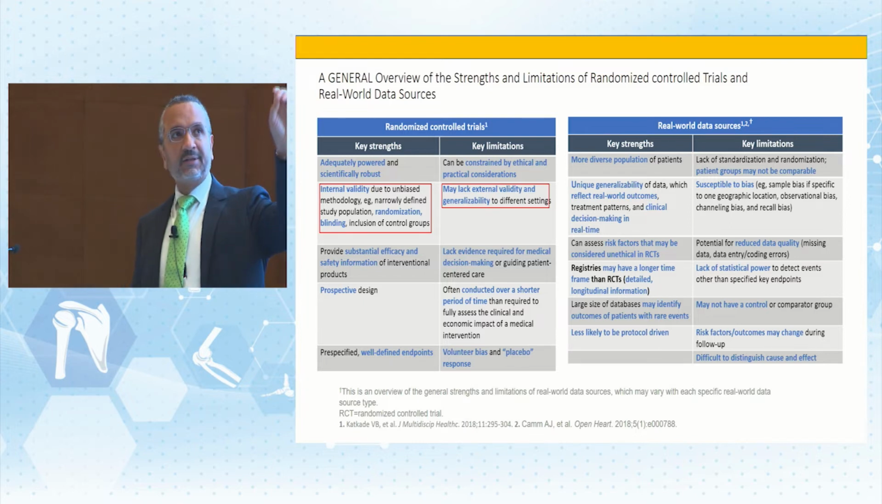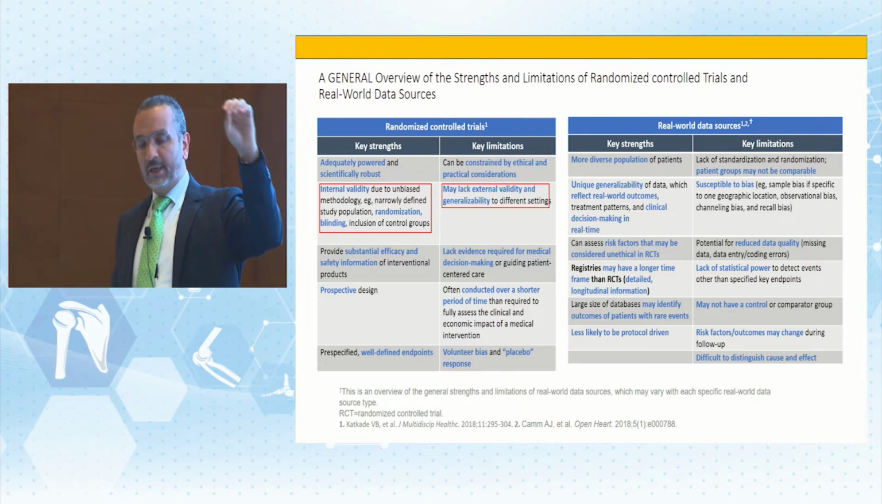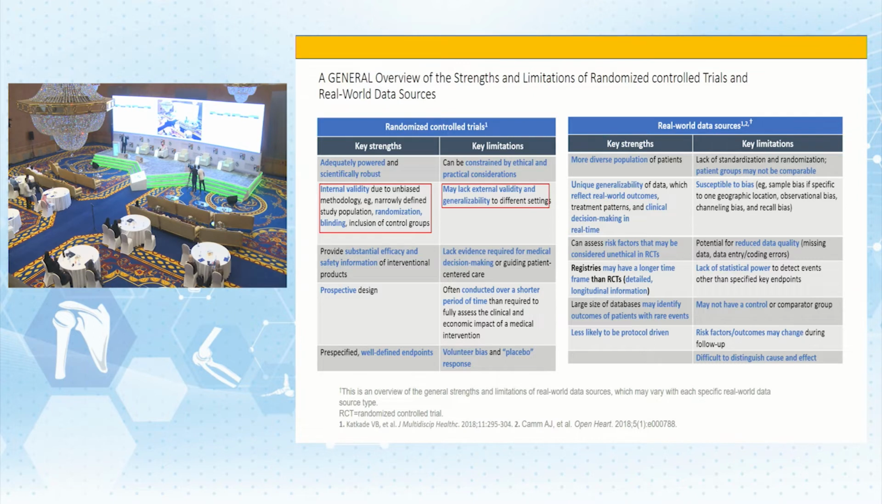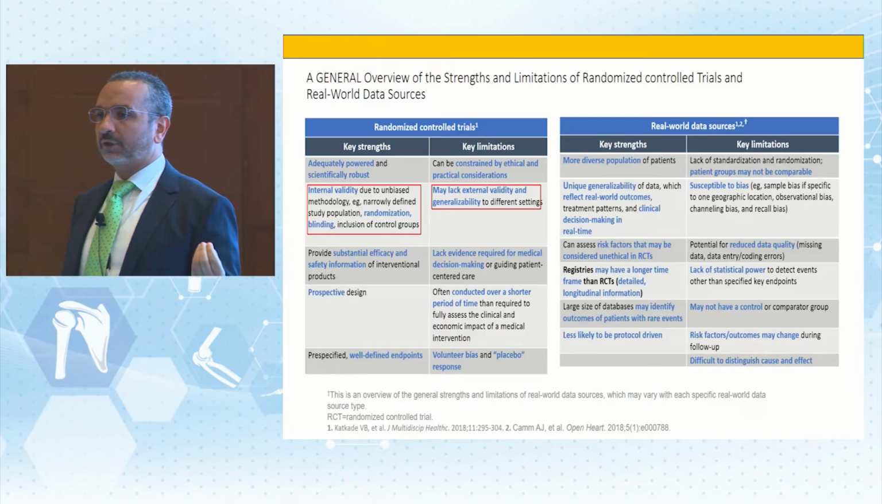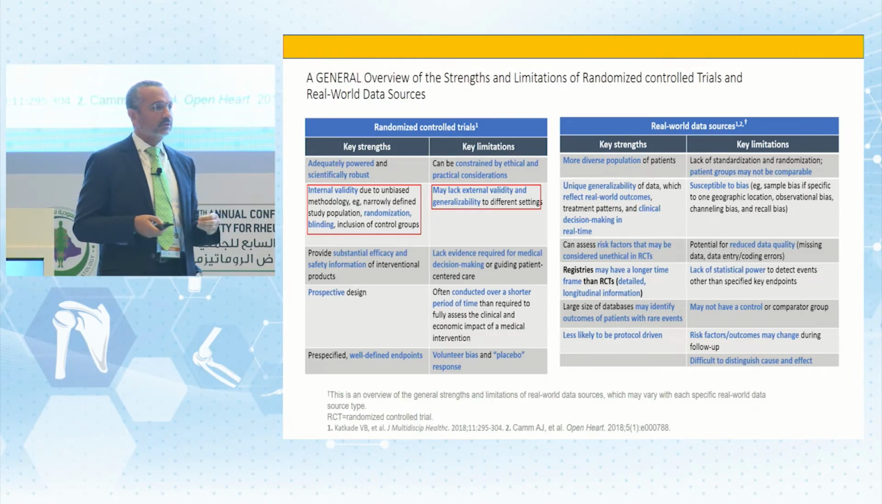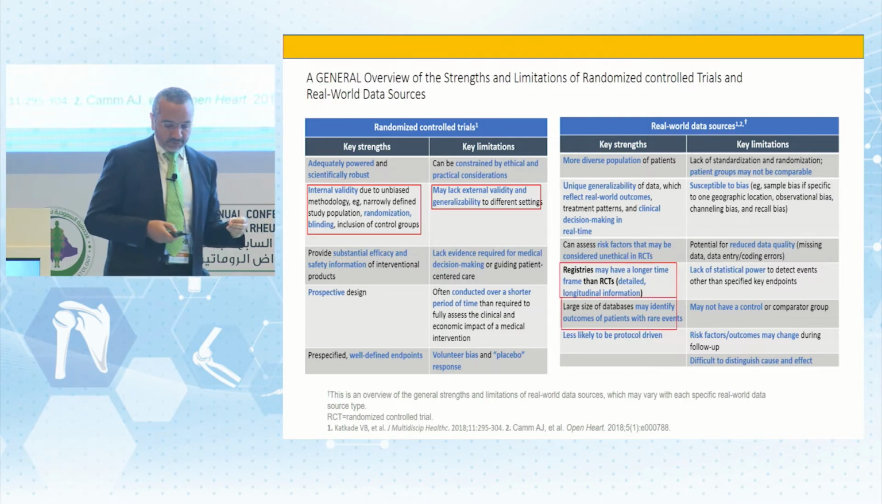Randomized trials obviously have high internal validity, unbiased methodology, very strict approaches, and there is blinding, but they may lack external validity because generalizability is not possible. You are excluding too many diseases once you are entering patients in your randomized controlled trials. This may not entirely represent day-to-day practice.